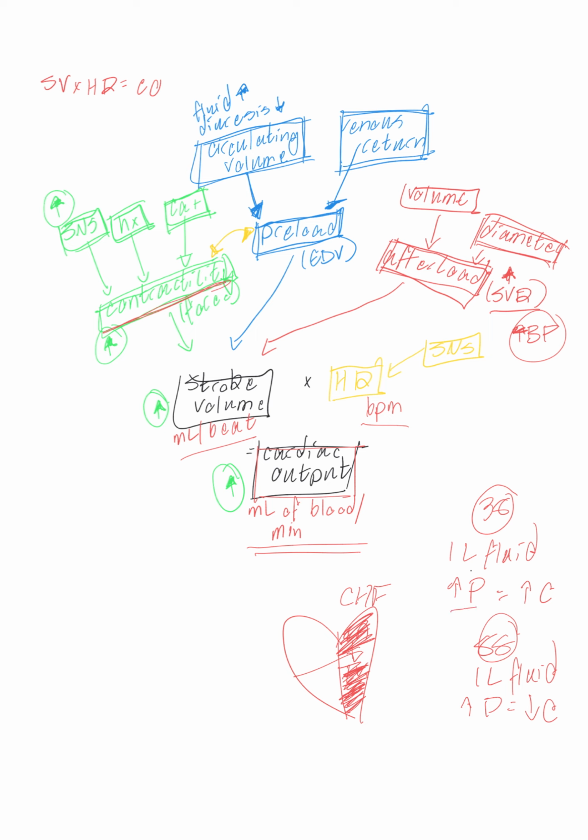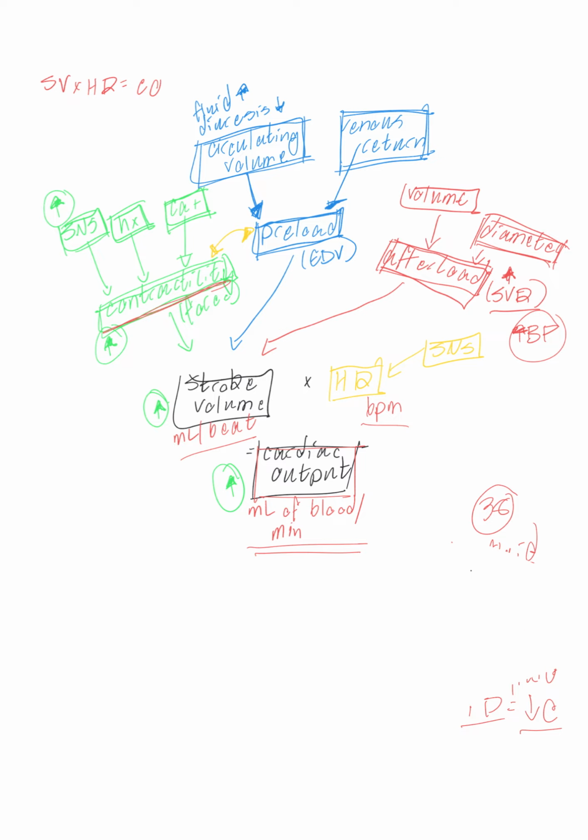So too much preload can lead to a decrease in contractility. But if you have just the right amount of preload, you will have an increase in contractility. And this is called Starling's law. The amount of preload is different for everybody. So that's why we have to be very careful about fluid overloading elderly people, because they don't have the contractility that younger people do.